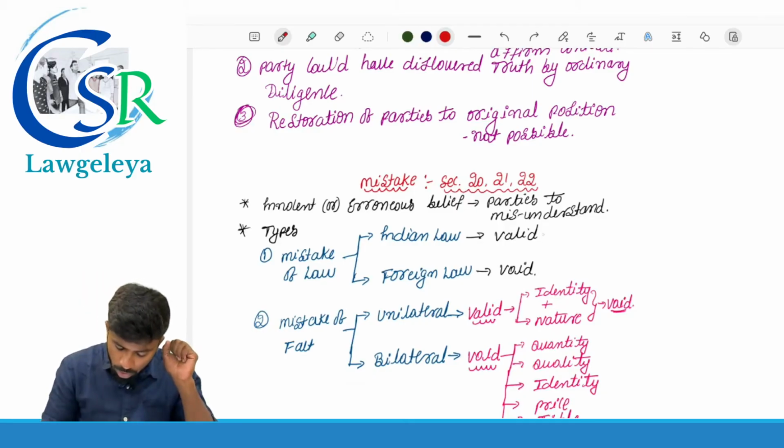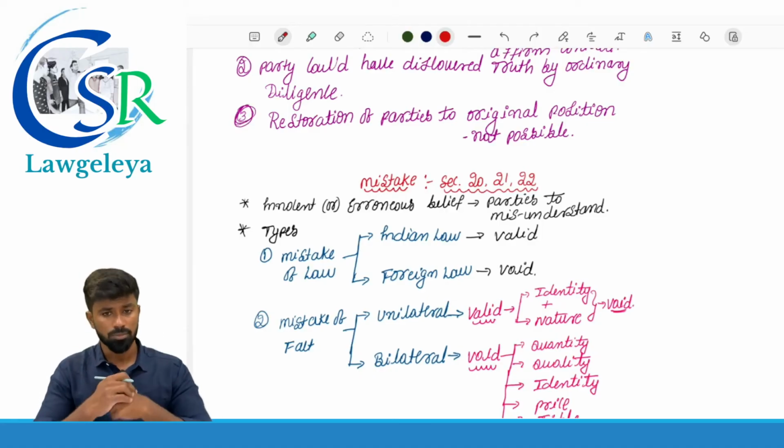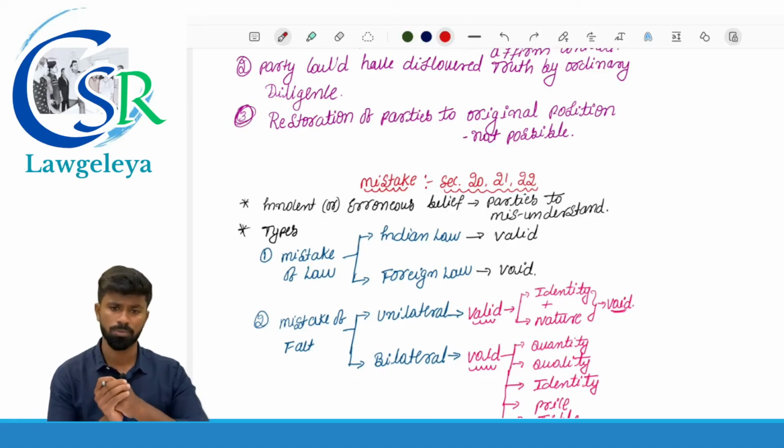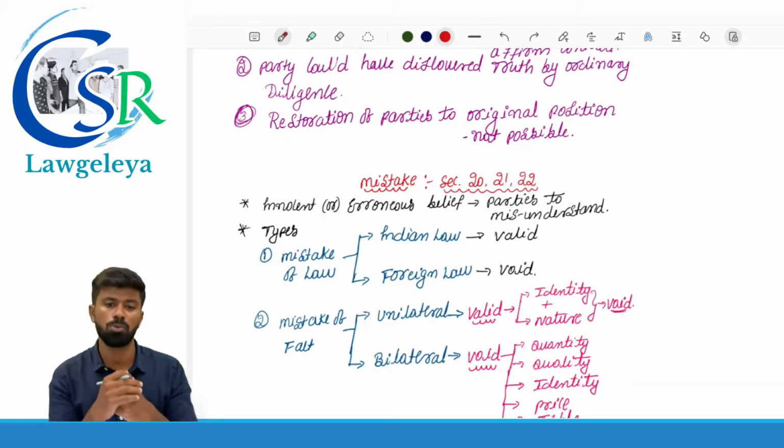Mistake of Indian law, the contract is valid. Why? Because ignorance of law is no excuse. Everyone is presumed to be aware of the law. If a person has a wrong belief about the Limitation Act and made a promise to pay the time barred debt, is it valid? Yes, it is valid.